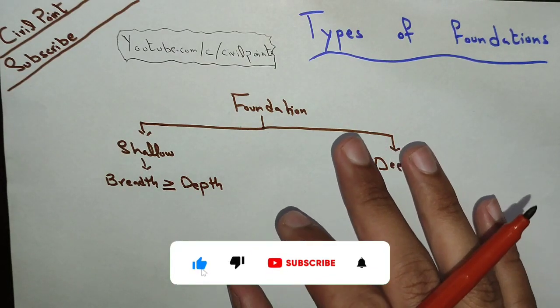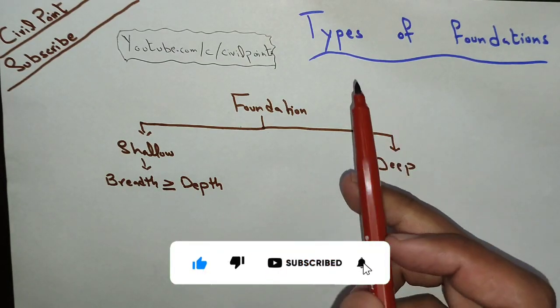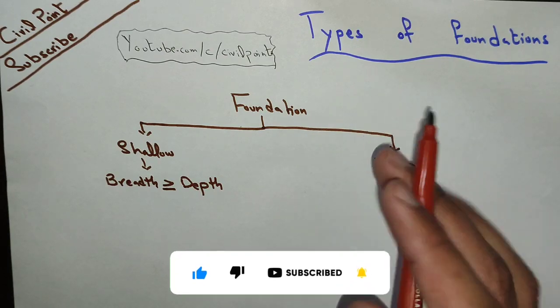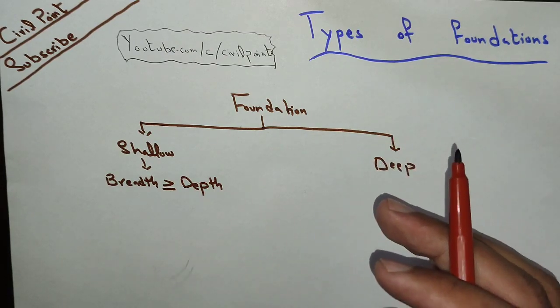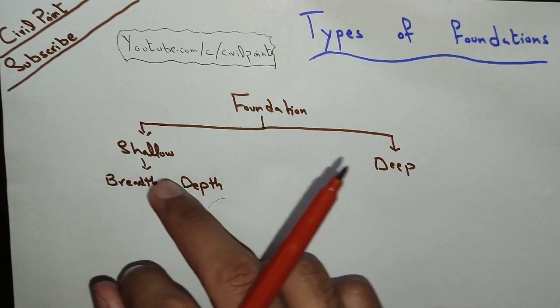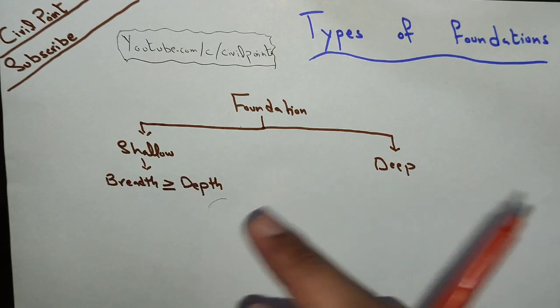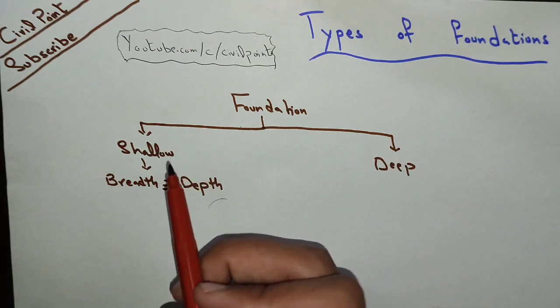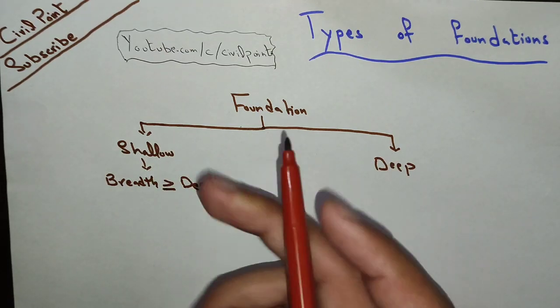It's Abdullah Maqsood. We are going to study the types of foundation in civil engineering. There are many types of foundation as per requirement and as per design. The main two types are shallow and deep foundations. In a shallow foundation, the breadth is greater than or equal to the depth.